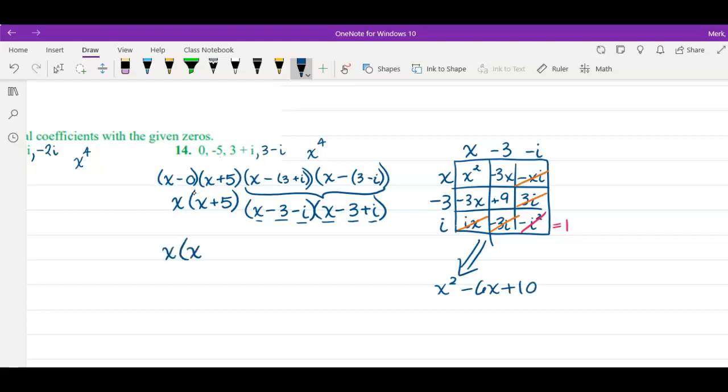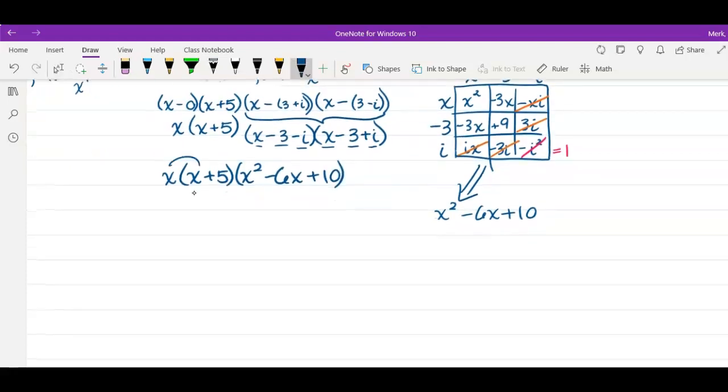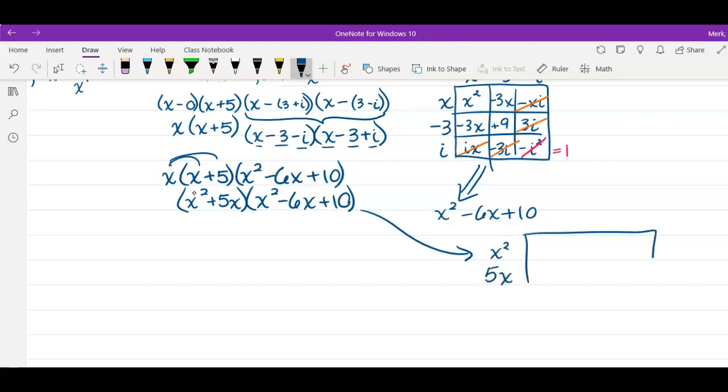So now we have x times x plus 5 times x squared minus 6x plus 10. Just distributing, that gives me x squared plus 5x times x squared minus 6x plus 10. And again, going into the box method, this is going to be a 3 by 2, x squared minus 6x plus 10. Look, we're getting that 4th degree we were hoping for.